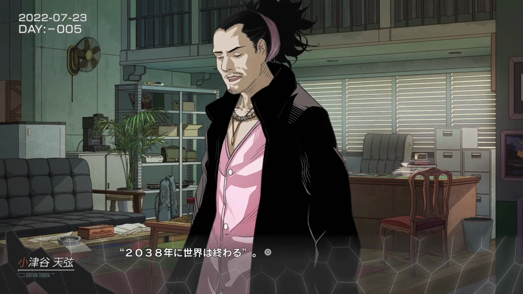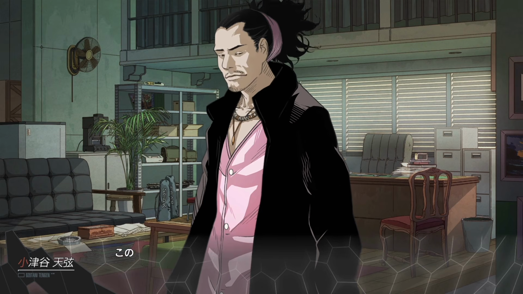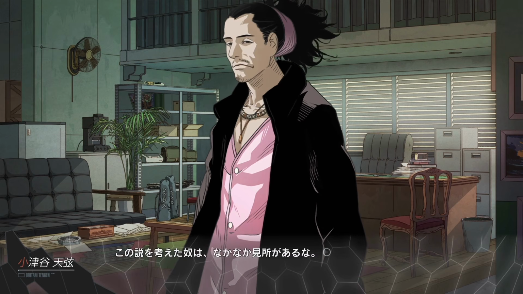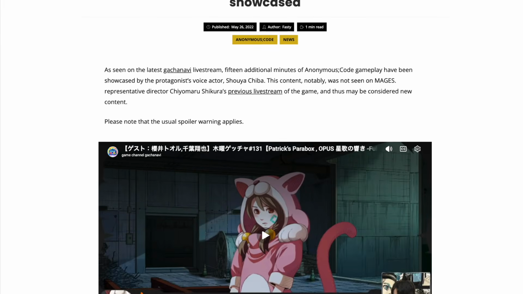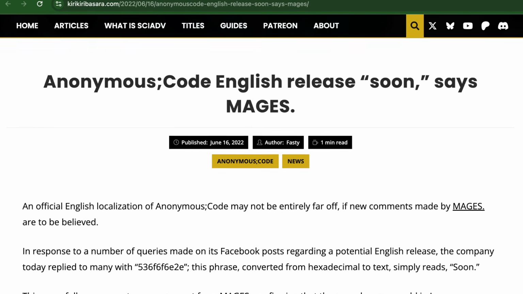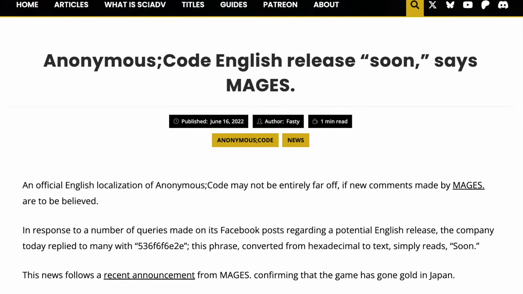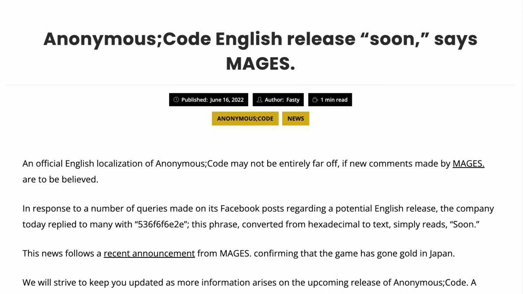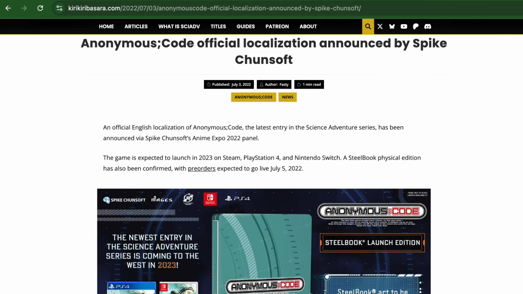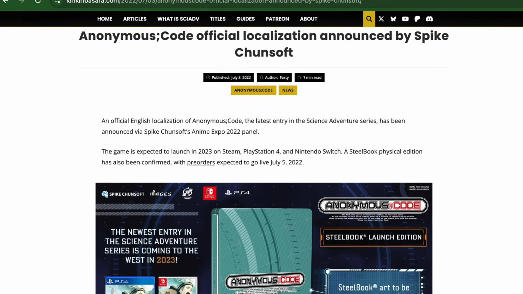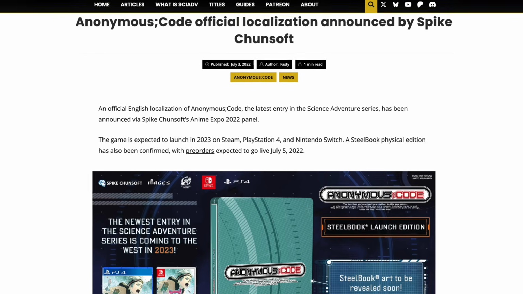But this did not stop Mages from actively marketing the project for the next several months, releasing a multitude of pre-launch trailers and showcasing in-game footage regularly on livestreams. Leading up to its release, Mages soft confirmed via encrypted hints on their Facebook page that the game was getting an English localization. This was later confirmed at Spike Chunsoft's panel at Anime Expo 2022 at the beginning of July.